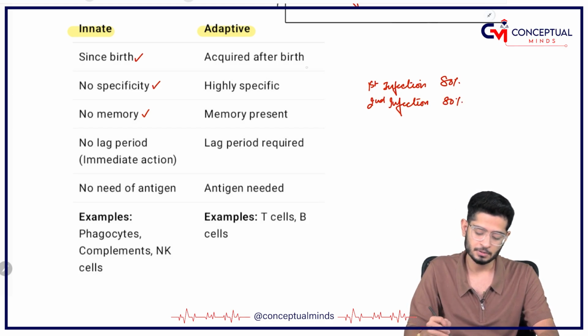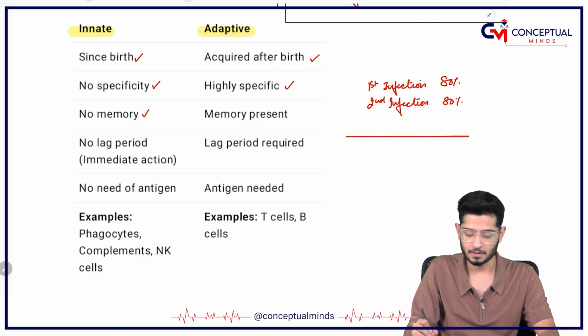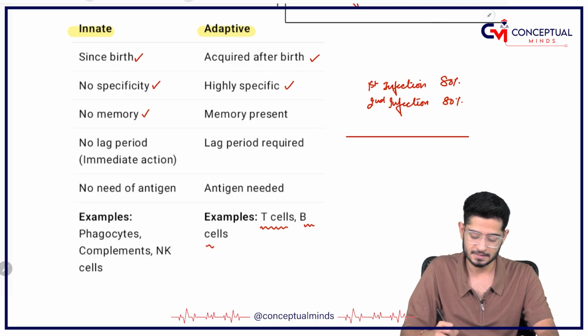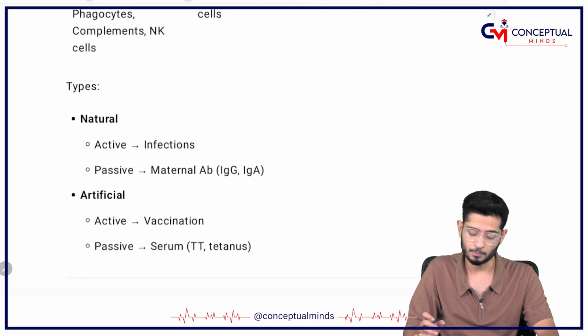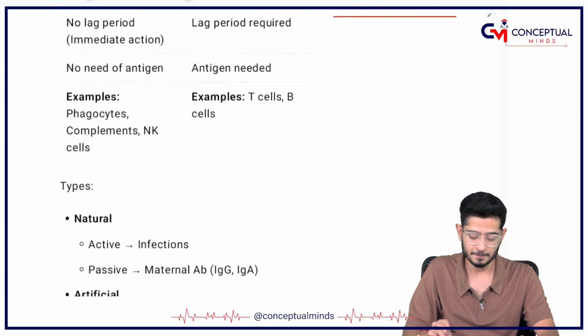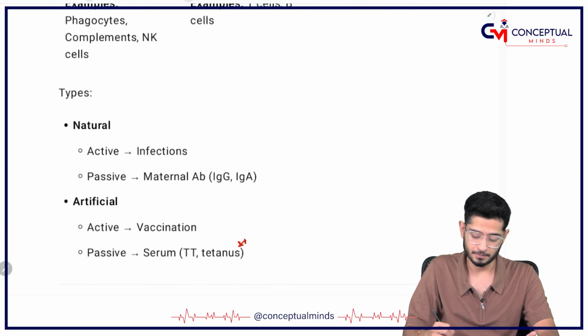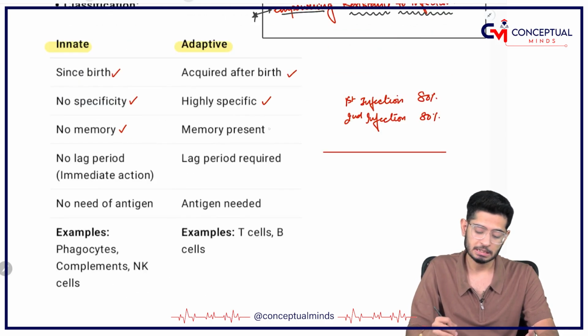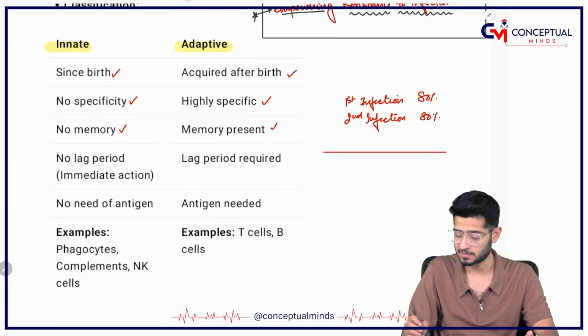Whereas adaptive immunity, that is acquired after birth, is highly specific. Highly specific means, for example, you have T cells or B cells, and they are going to act against some specific diseases only. Or a better example is acquired immunity against, say, tetanus. The good part is that the memory is present.